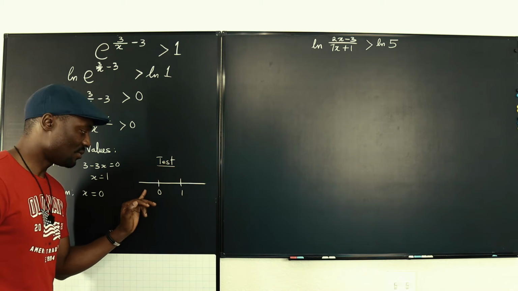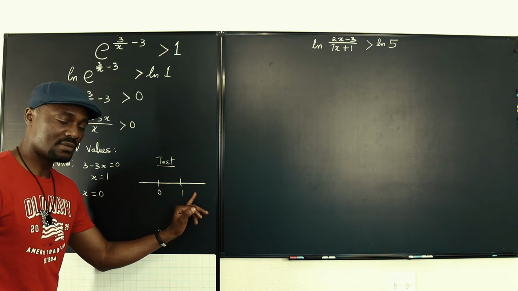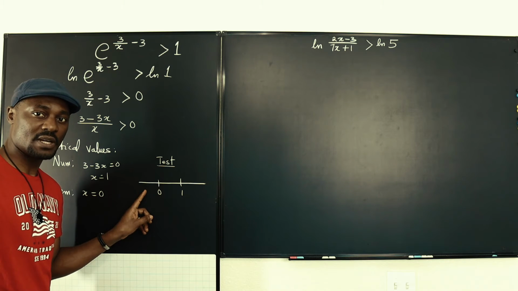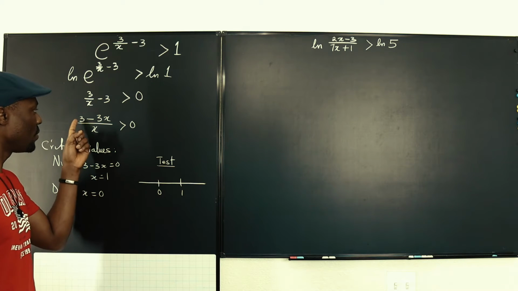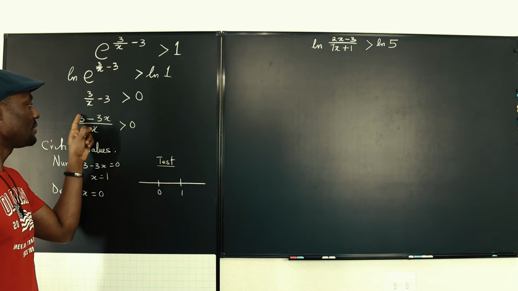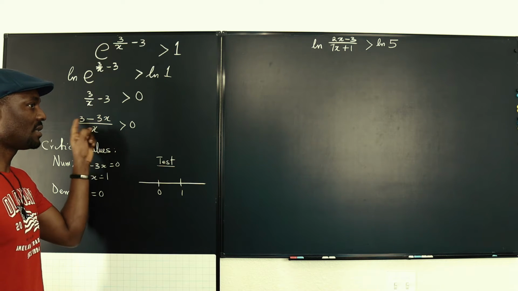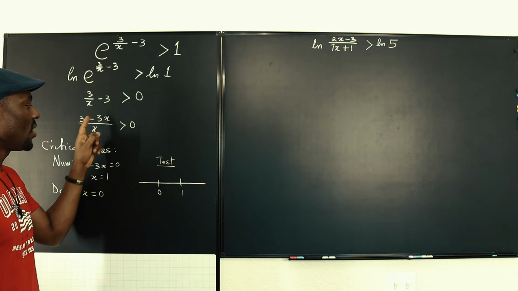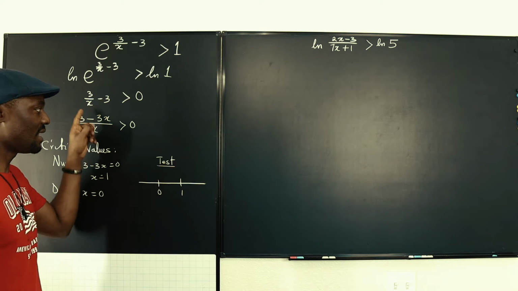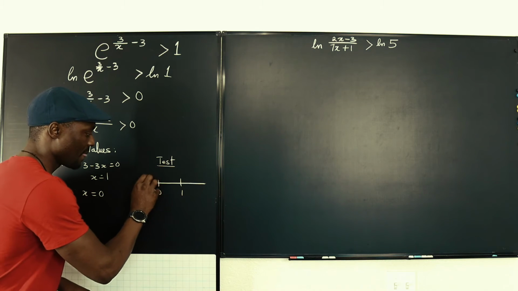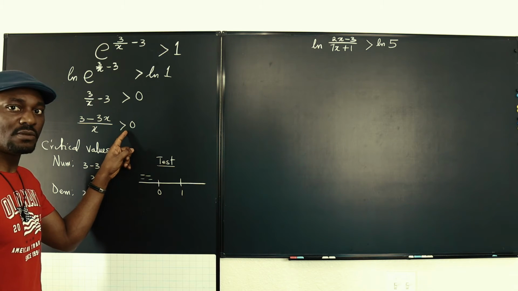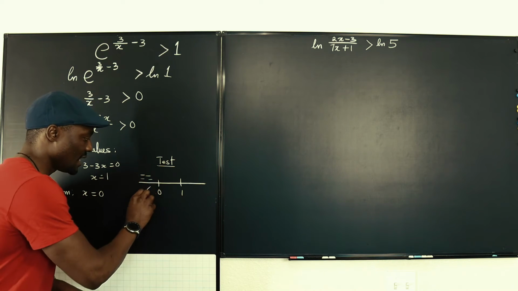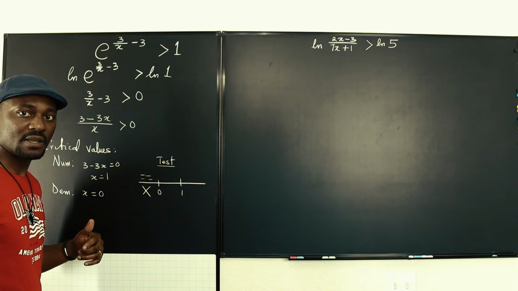So let's test this region, and this region. Pick a number here that is less than 0. Well, -1 is a good option. If you plug in -1 into this expression, you're going to have 3 plus 3, which is positive, that's 6, divided by negative. So that's positive over negative, which makes it negative. Remember, that's not true because the expression is supposed to be positive, greater than 0. So this region does not satisfy the inequality.